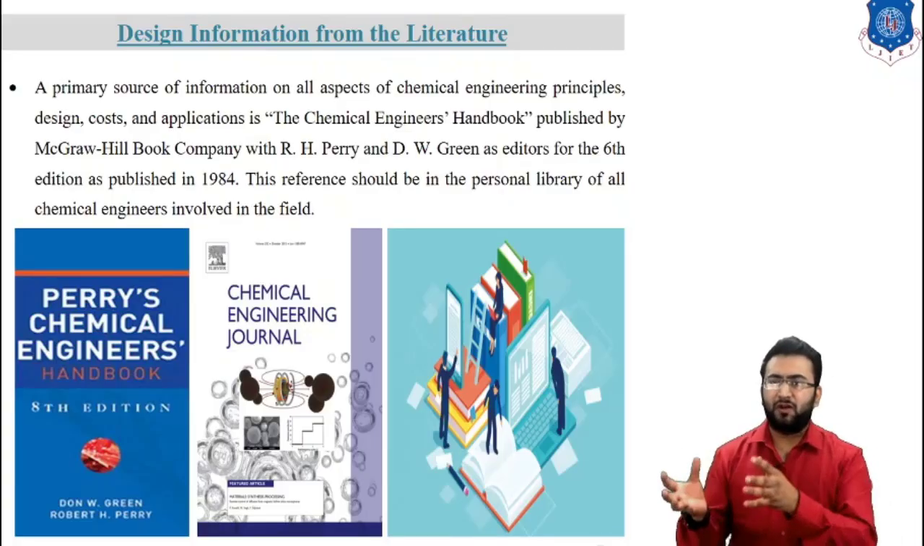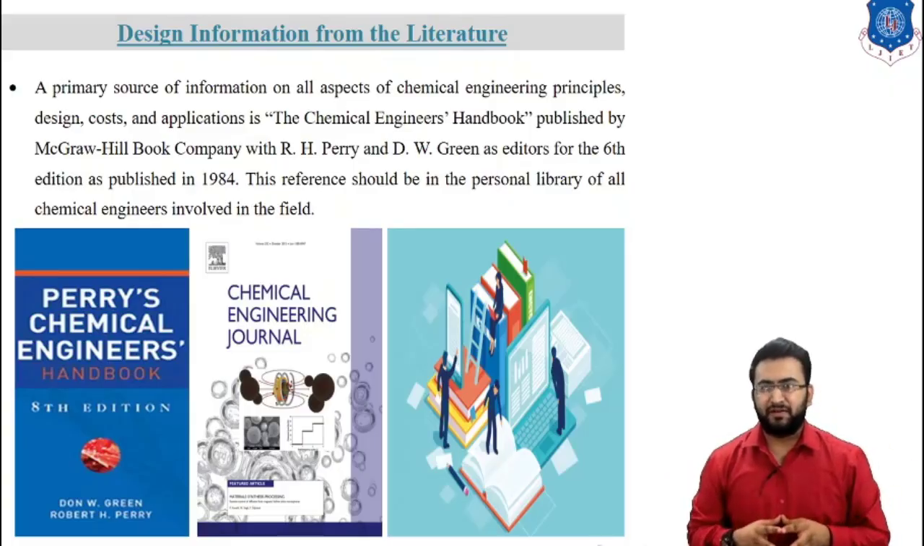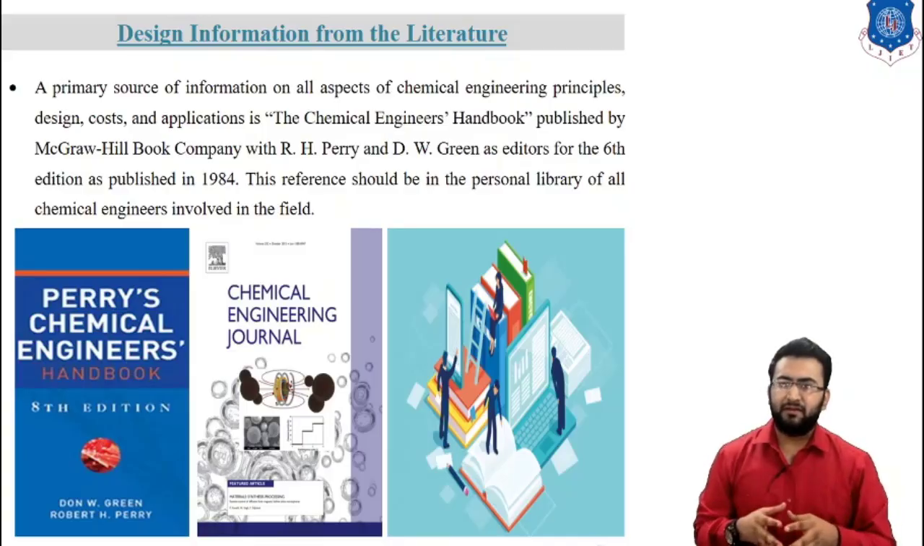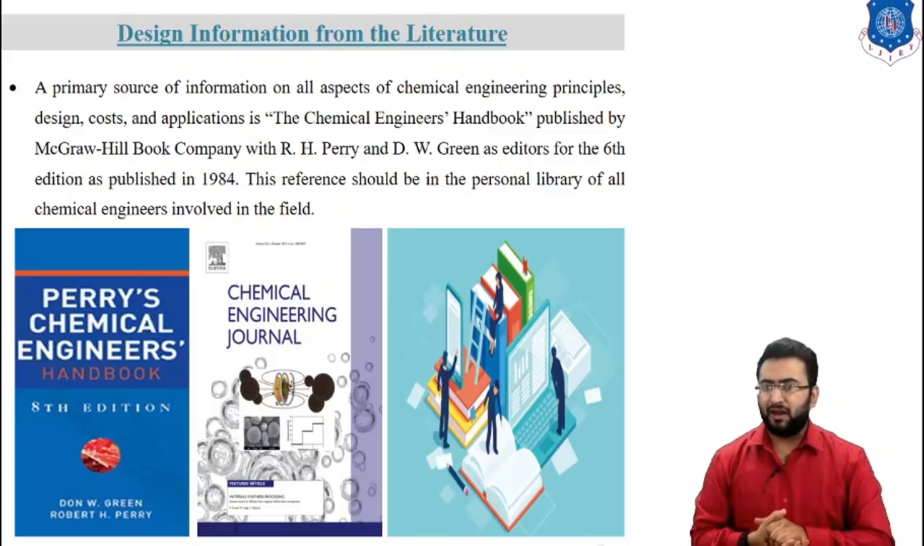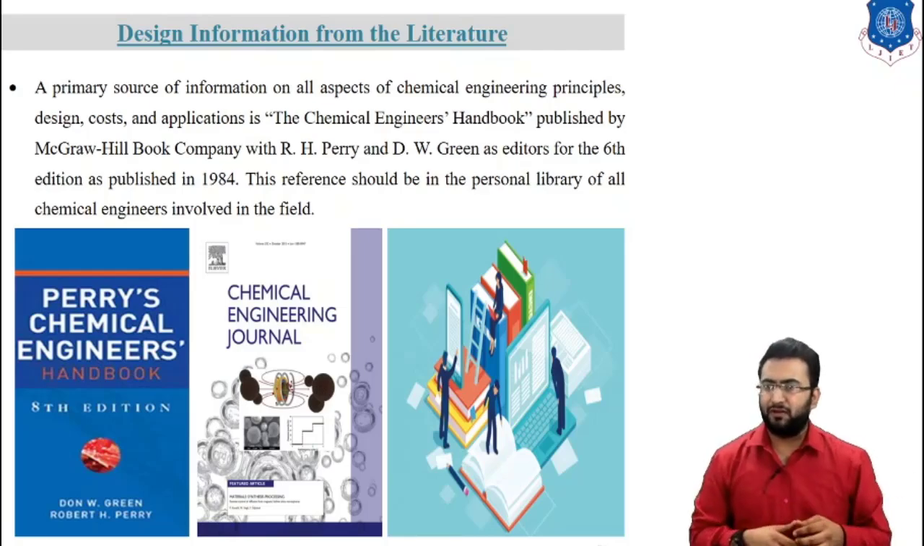A primary source of information on all aspects of chemical engineering principles, design, cost and application is the Chemical Engineering Handbook, published by McGraw-Hill, with R.H. Perry and D.W. Green as editors, which is the 8th edition, from 1984. This reference should be in the personal library of all chemical engineers involved in the field.